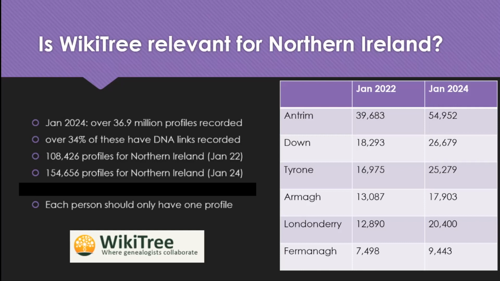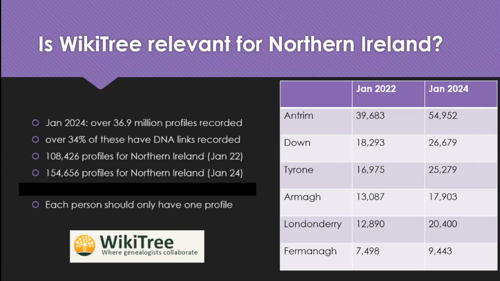Of those 36.9 million profiles, over 34% of them currently have DNA links recorded to them. And what that means is that someone's DNA has filtered through onto 34% of those profile pages. So that's showing that DNA has a very big impact on WikiTree, and it's a very useful tool because it's going to help you identify people that could be related to the profile pages that you're looking at. And you're probably going to be looking at the profile pages of people who are related to you.